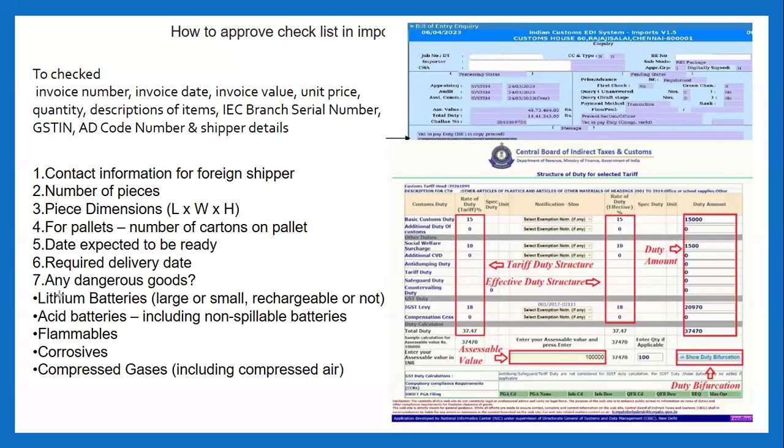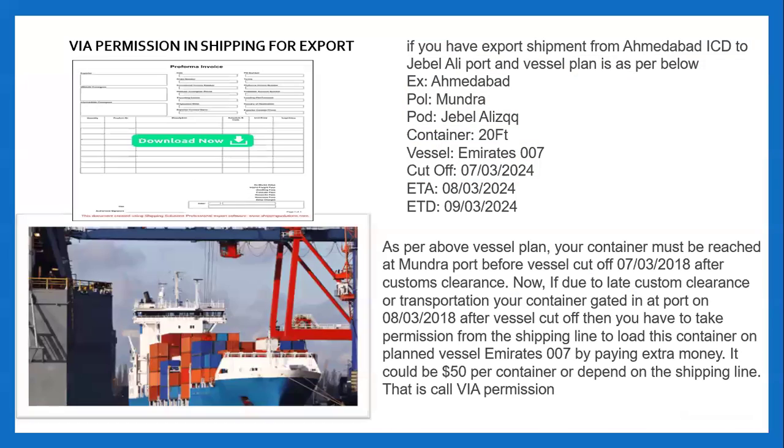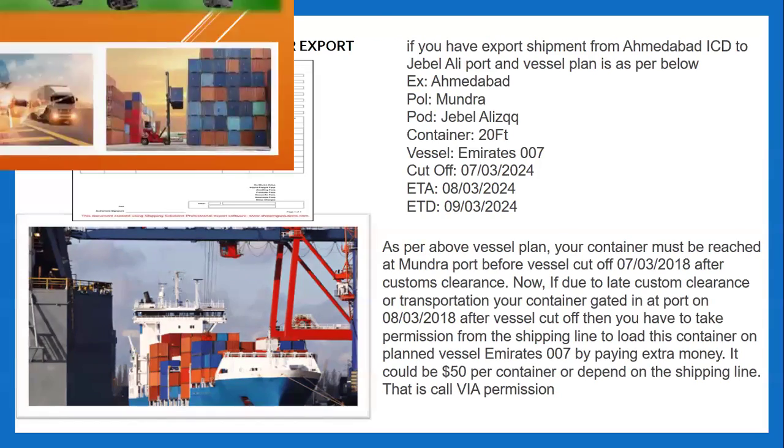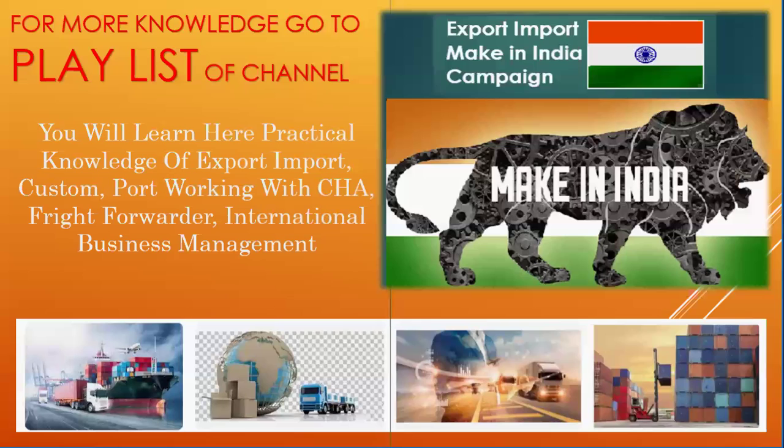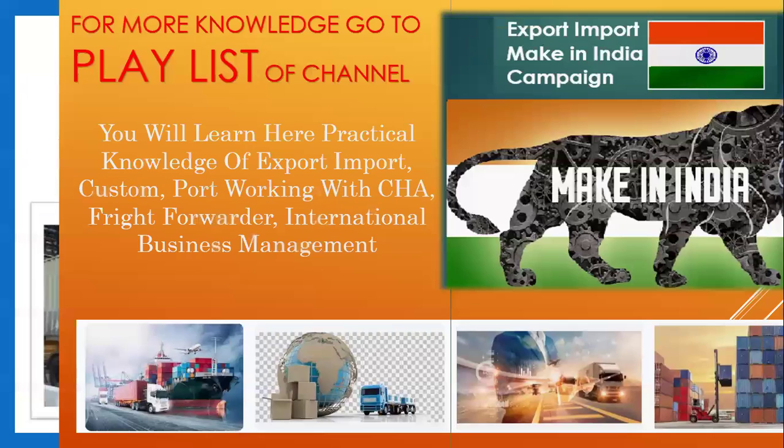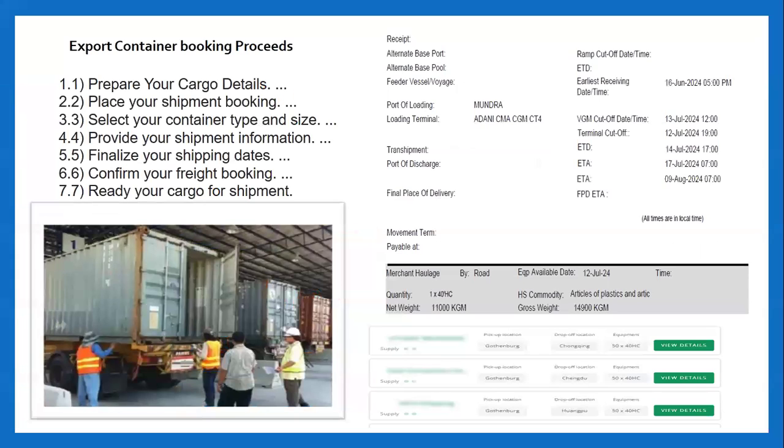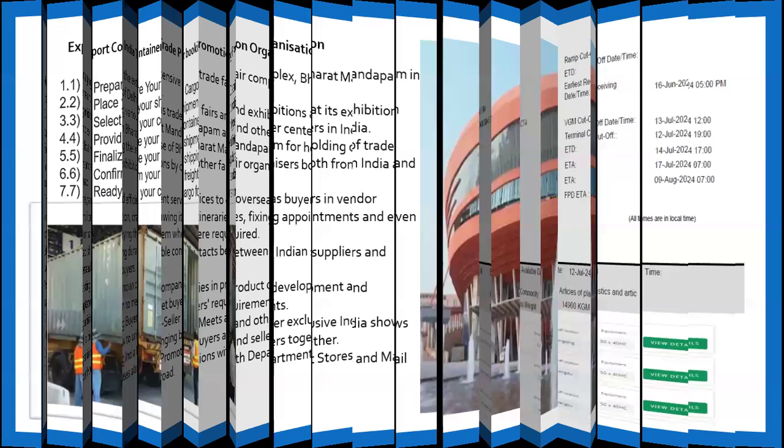Other than this, if the shipment comes under any license or any incentive, then you have to check those details also. These are the basic details which we need to check at the time of approval of the checklist. When these details are okay, we can give the okay to proceed. Otherwise, we need to correct these things as per the documents. In this way we can check these details.